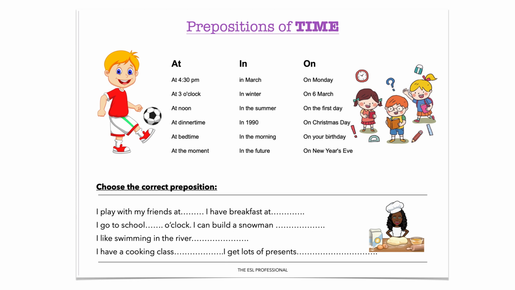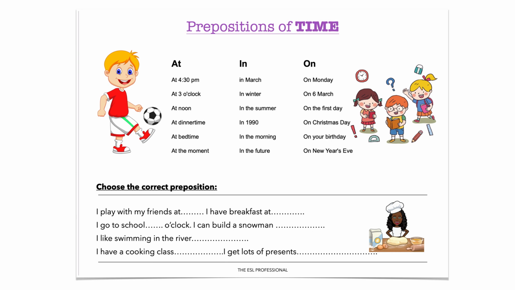Now we are going to look at a few sentences, and you have to choose the correct preposition. I will read the sentences, but then you will have to choose the preposition and we will check it together. I play with my friends at... So remember, we are choosing the prepositions of time. I play with my friends at... Yes, you can write at 5 o'clock or at noon. I play with my friends at noon or at 5 o'clock.